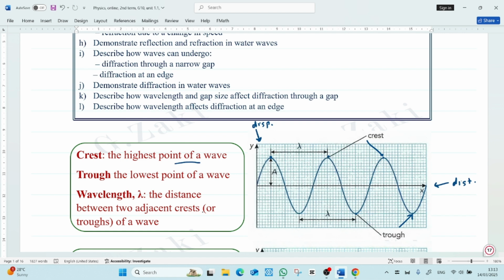Wavelength is the distance between two adjacent crests or two adjacent troughs, denoted by lambda. So the wavelength is the distance between two adjacent crests. Remember, from the displacement-distance graph, we can deduce the wavelength.